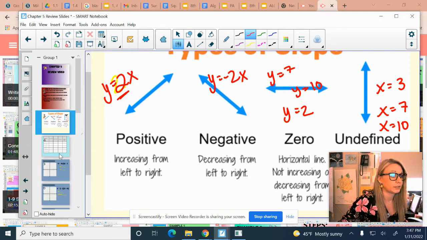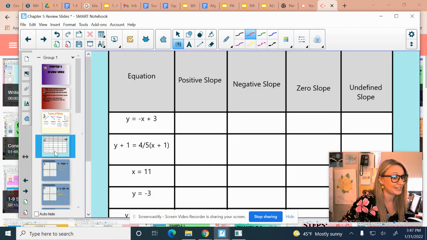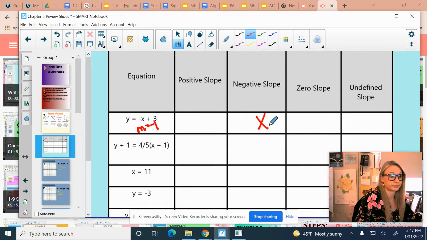Now, let me show you quickly, and this should look pretty familiar to you when you look at your summative. Looking at your equation, you've got y equals negative x plus 3. I know that my slope here is negative 1. Wow, that's a negative slope. Looking at this in point-slope form, here is where your m is, and granted, it's 4/5 as a fraction, but that's positive.